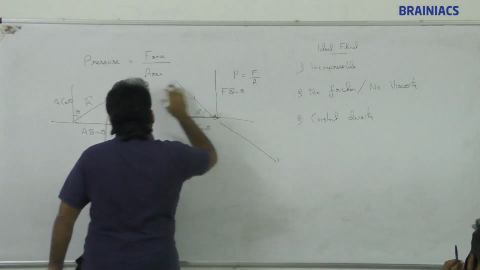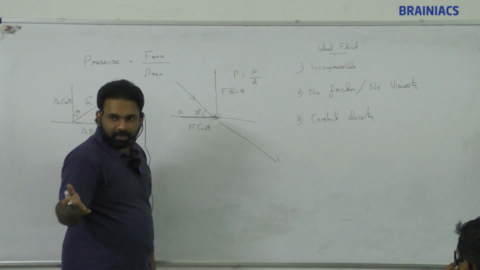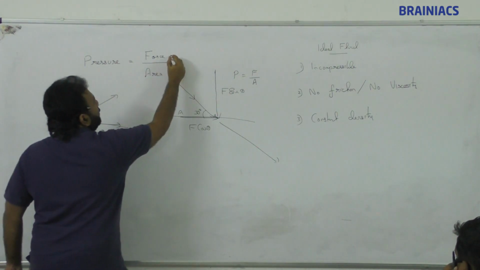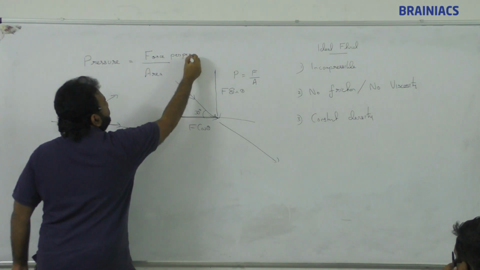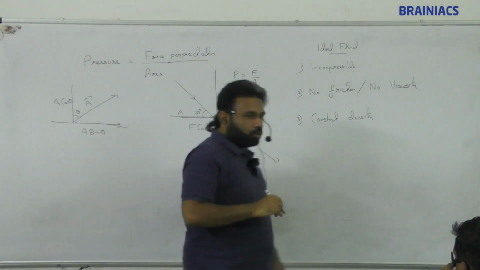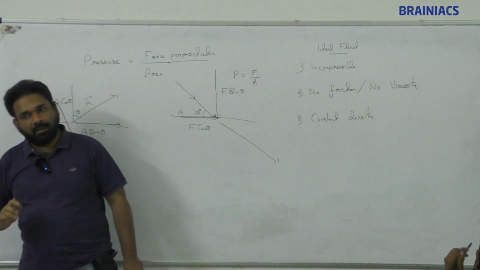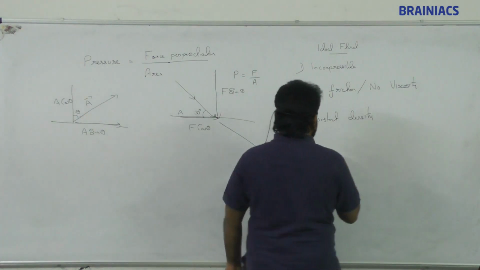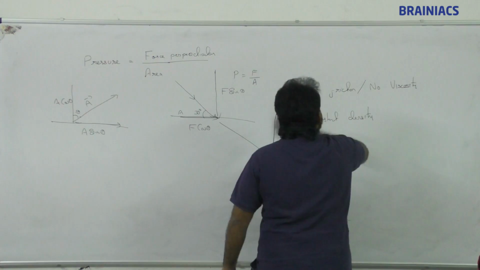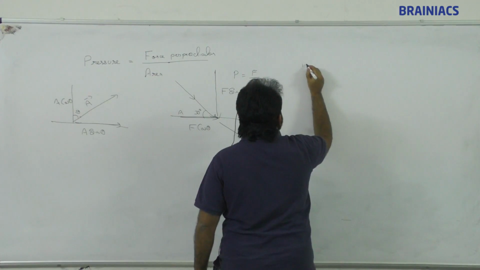So pressure is equal to force by area. As you said, this is nothing but sin theta, so this force is nothing but the perpendicular force. So pressure is equal to perpendicular force by area. Clear? Right. Then, pressure is a vector.